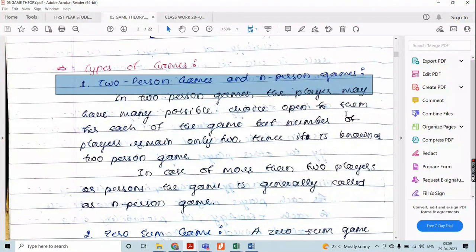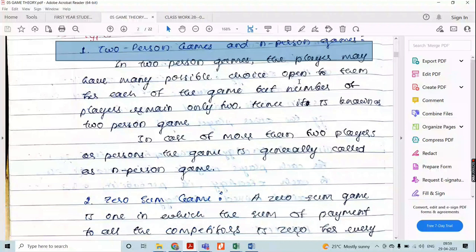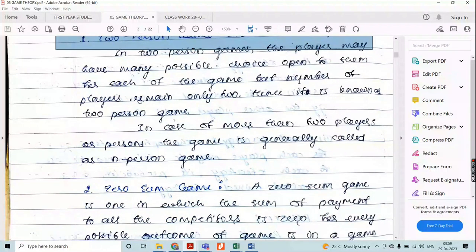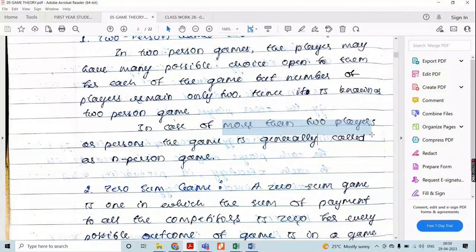With respect to the n-person game, there are n number of players in that particular game, and the result depends on individual performance. That itself is called an n-person game. But in the n-person game there is a restriction: more than 2 players should play in that game, then only it is called an n-person game. Keep this in mind. Examples: cricket, kabaddi. These are n-person games. Remember that.